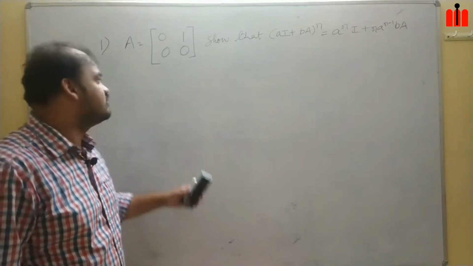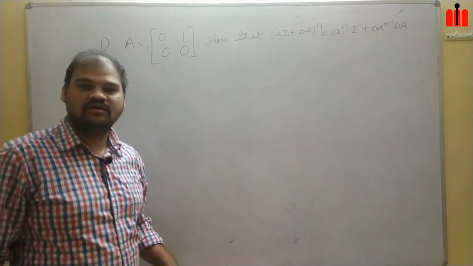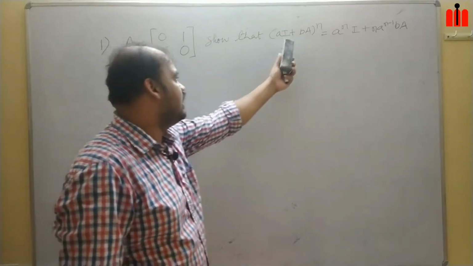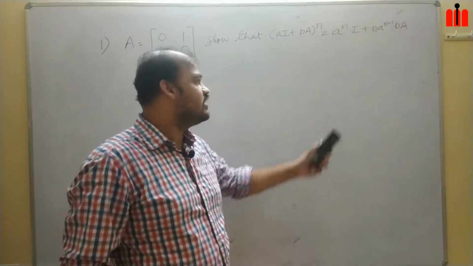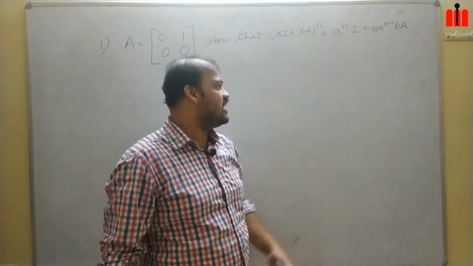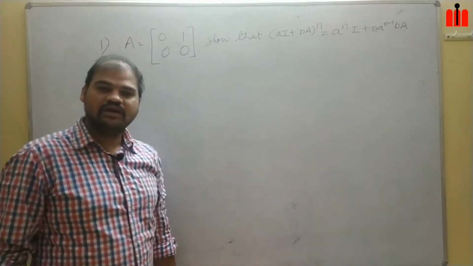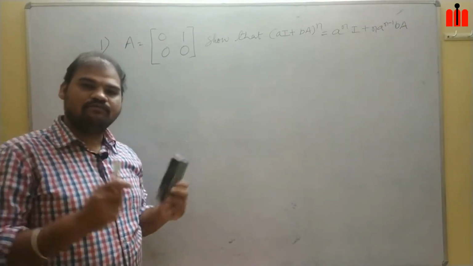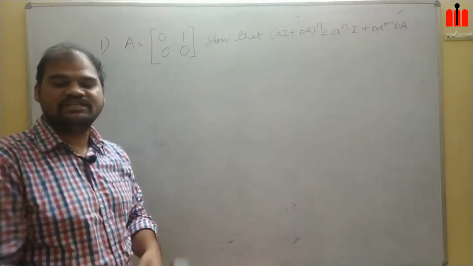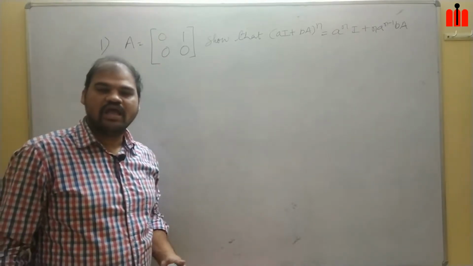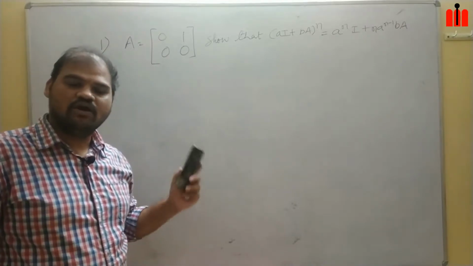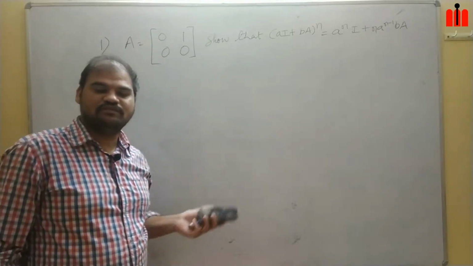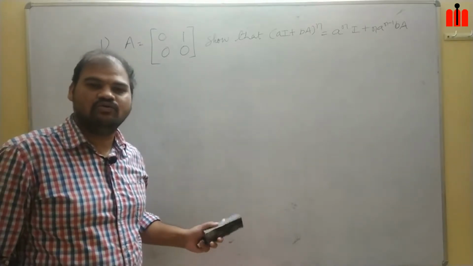In this question, it's given that A is a 2 by 2 matrix, 0, 1, 0, 0. Then we have to show that (aI + bA)^n = a^n I + n a^(n-1) bA. Okay, this is what we have to show. Such types of problems will be solved by using the principle of mathematical induction. I had already completed the principle of mathematical induction. Please go through those classes and the introduction to understand how to solve it.